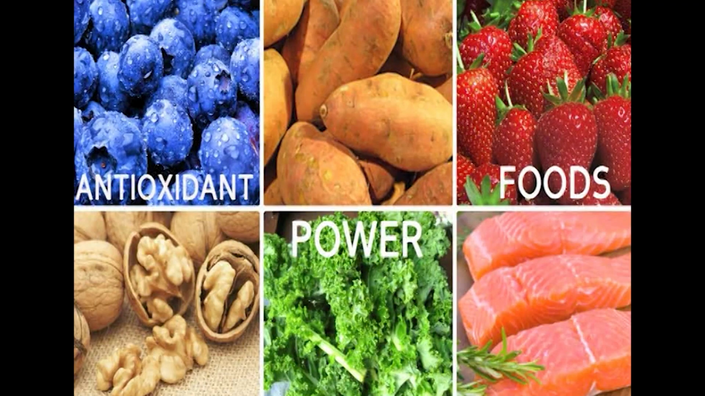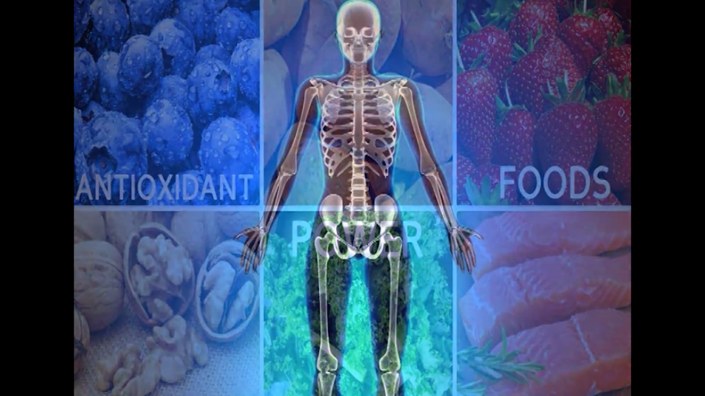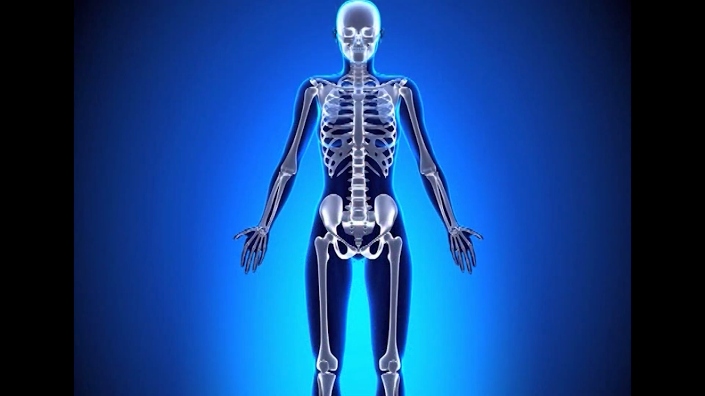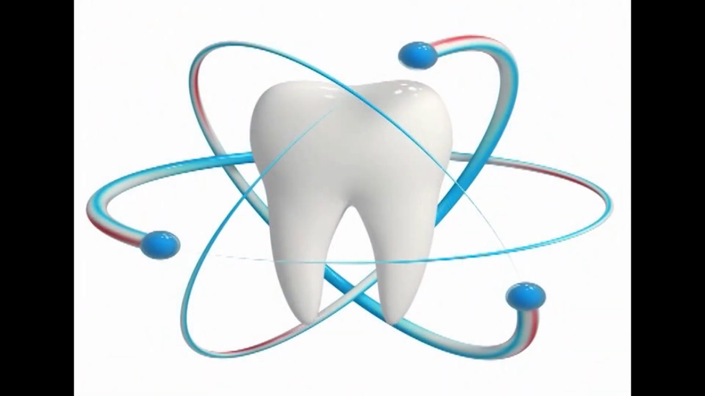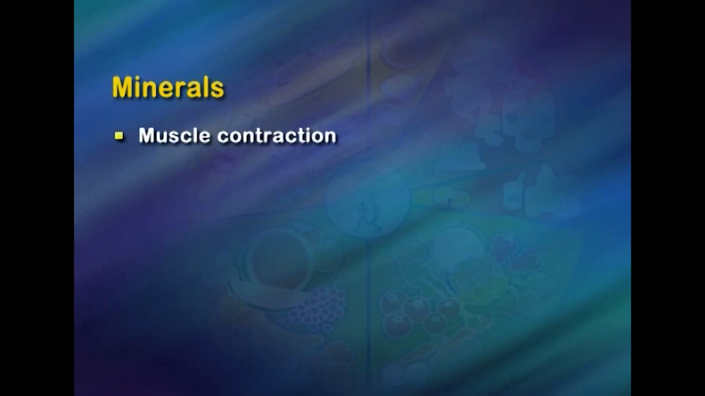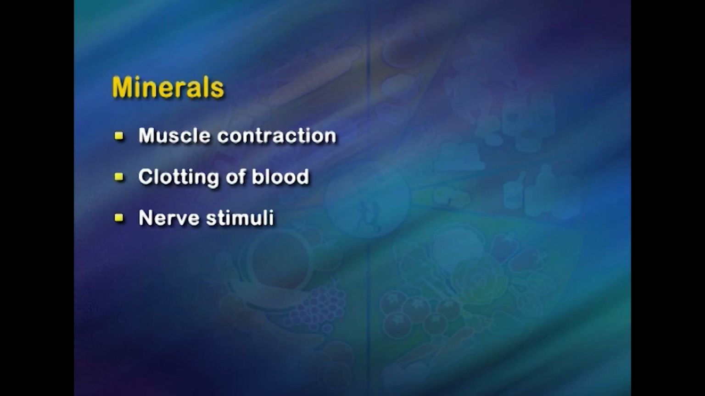The next nutrient is minerals. Minerals are necessary for bodybuilding. They are also needed for the formation of bones, teeth, and structural parts of soft tissues. They play a very important role in the regulation of processes in the body, for example, muscle contraction, clotting of blood, nerve stimuli, and so on.